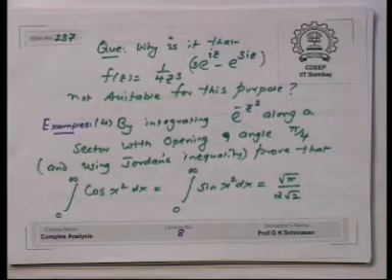Next question, by integrating e to the power minus z squared along a sector with opening angle pi by 4 and using Jordan's inequality, prove that the integral from 0 to infinity of cos x squared dx equals the integral from 0 to infinity of sin x squared dx equals root pi by 2 root 2.